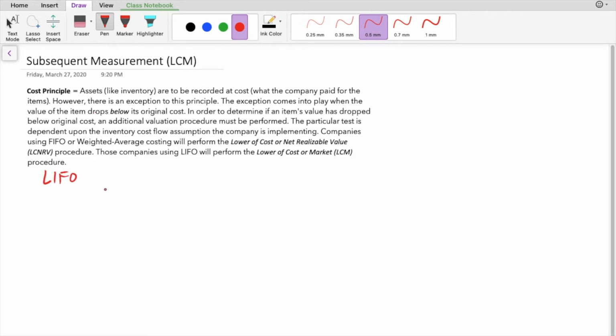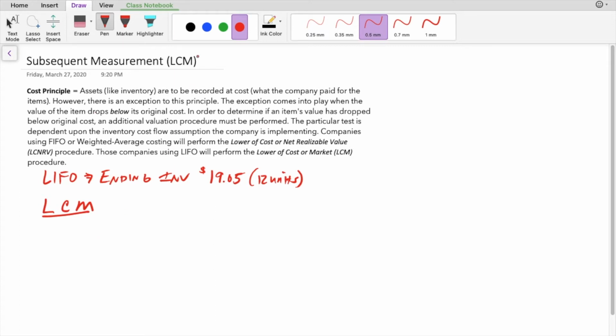Under LIFO, in our example, we had ending inventory that had a value of $19.05. And that was for the 12 units of cantaloupe that we had remaining. In order to determine whether or not our inventory items have lost value, or the value has dropped below our original cost, we have to perform a procedure. That procedure is called lower of cost or market, or what we call LCM.